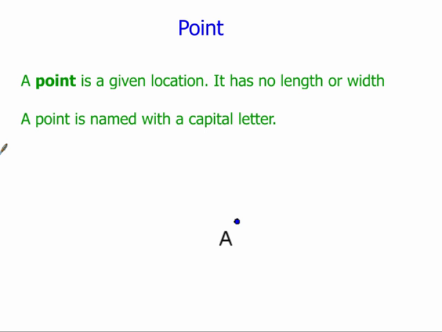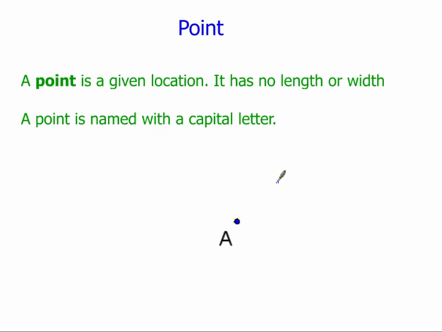So, first thing we need to discuss is a point. In geometry, a point is just a given location. It has no length or width. We always represent it by a little circle. And it's important to realize that this circle is just a stand-in. If we were talking about points in the most specific sense, it would literally just be a place.